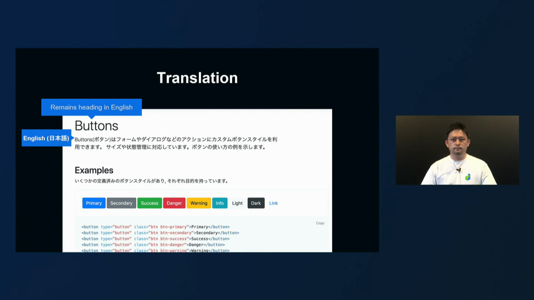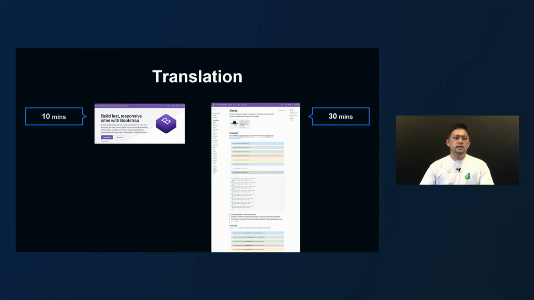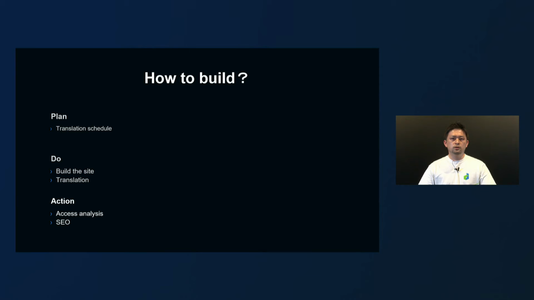English, because some people may search in English, and then in parentheses we added the Japanese for the search in Japanese. And sometimes we made a mistake and estimated the translation as 10 minutes, but sometimes it took 30 minutes, so we couldn't finish everything in 1 week. Therefore, we decided which parts to translate.